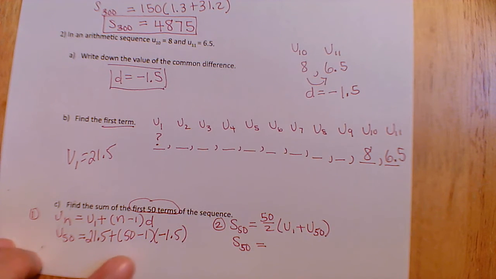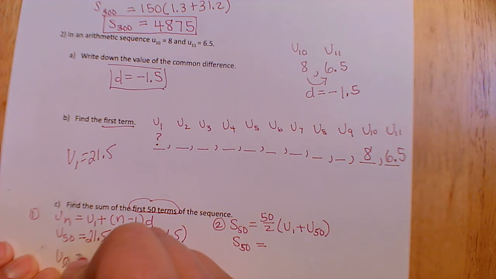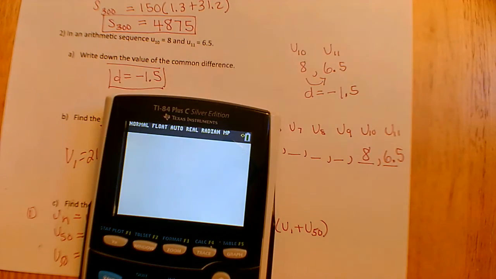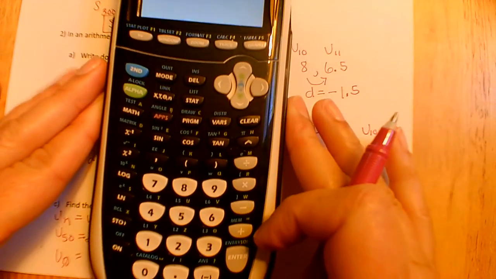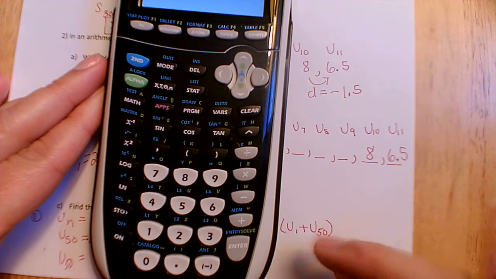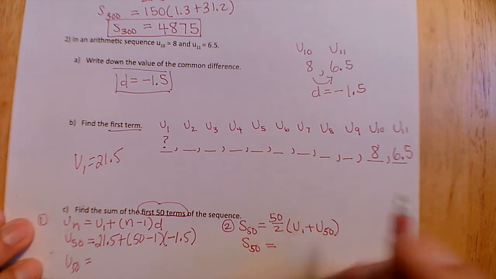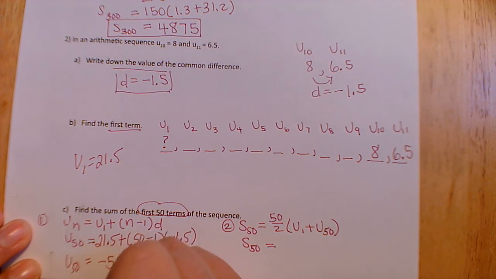Please be careful. In the calculator, I like to put that right in. So I like to do 21.5 plus 50 minus 1 times our common difference. And pretty please make sure you're using the negative for the common difference, negative 1.5. Okay? The negative and subtraction are different. So I'm going to put that in. I'm going to get the 50th term as negative 52. So our 50th term is negative 52.